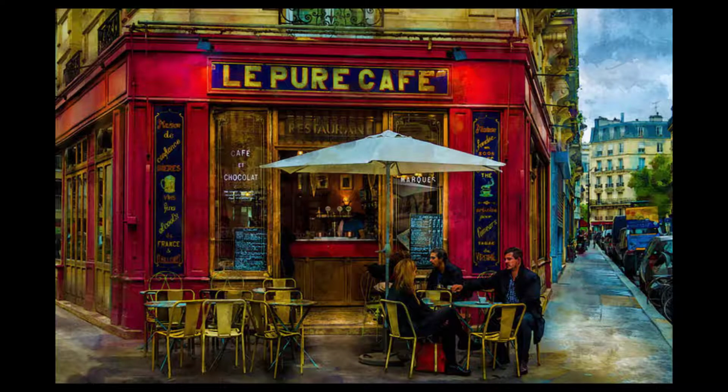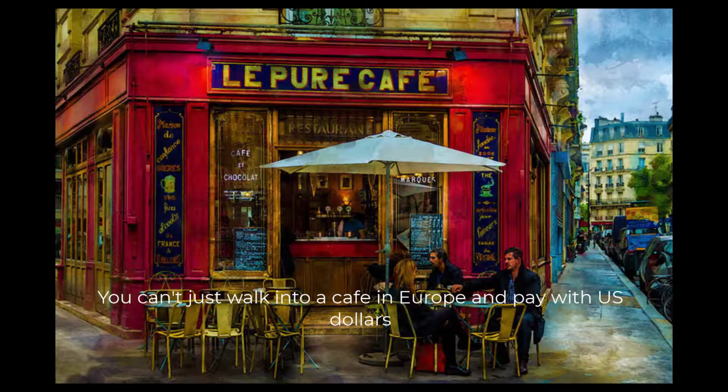Most countries have their own currency, but the euro is a shared currency among many European countries. You can't just walk into a French cafe and pay with US dollars. So there's a lot of exchanging of money with different countries going on every day in the world.